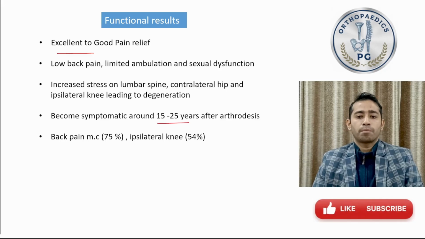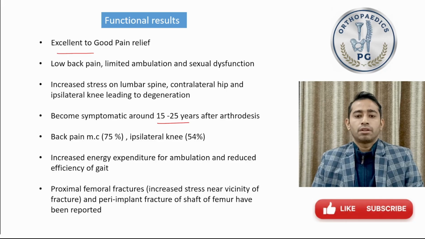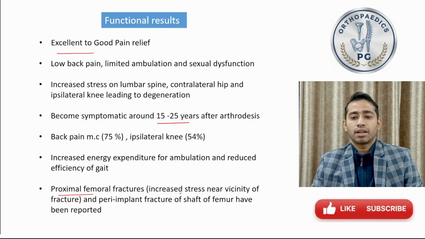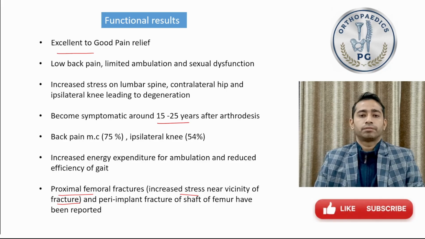Back pain is the most common symptom, which presents in around 75% of the cases, and ipsilateral knee pain in around 54% of the cases. After a hip arthrodesis, there is increased energy expenditure for ambulation and reduced efficiency of gait. Proximal femoral fractures are found sometimes due to increased stress near the vicinity of the fusion site, and peri-implant fracture of shaft of femur have also been reported.